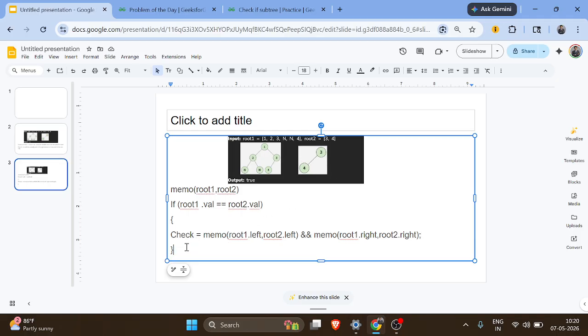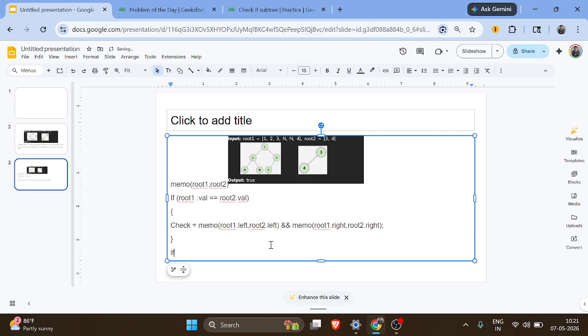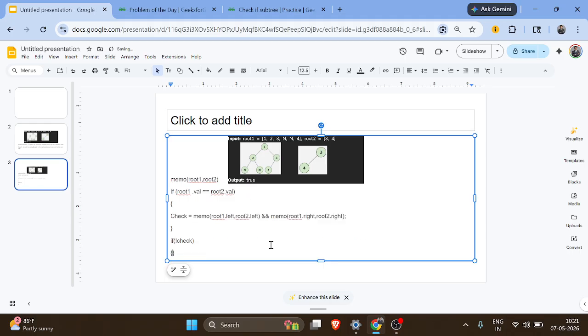But if this is not the case, if that check fails, then we have to consider the left subtree. It may exist in the left subtree, so we call memo on root 1 left and root 2. After that, if this is not the case either, then we have to check the right subtree.